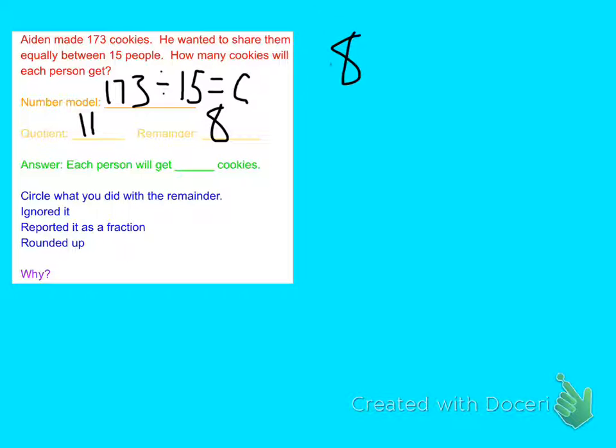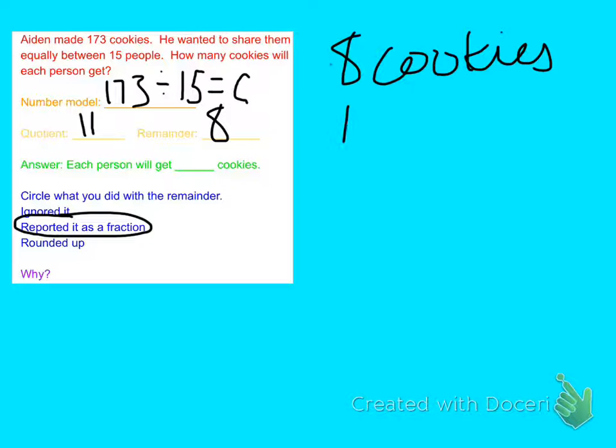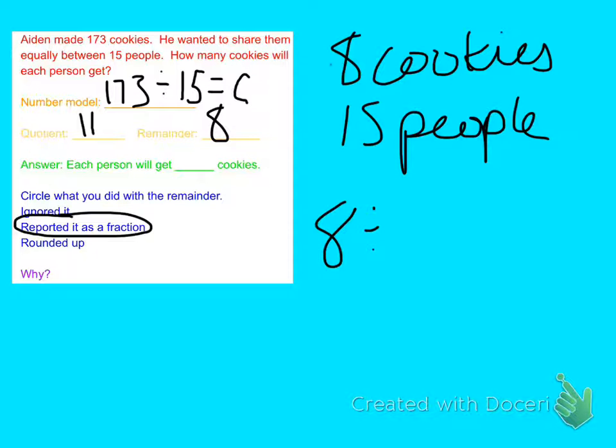Alright, now we have 8 extra cookies. And again, we don't want Aiden to throw those cookies away. So if we look back over here, what we're doing with the remainder, if we ignore it, that means we're throwing the cookies away, which we don't want to do. Can we round this answer up and give everybody 12 cookies instead of 11? No, we don't have enough cookies for that. So what we're going to do is turn that into a fraction. Okay, we have our 8 cookies that are left over. We're sharing that between 15 people. Okay, so we have 8 divided by 15. So our 8 becomes our numerator and 15 becomes our denominator.